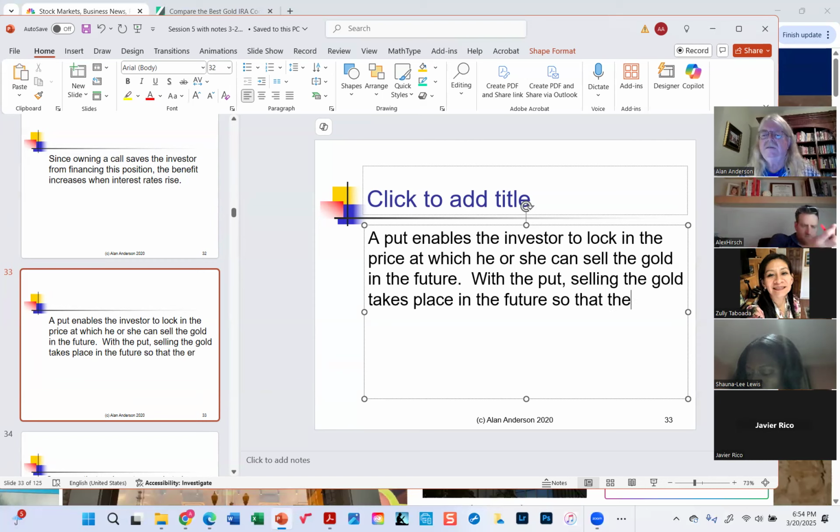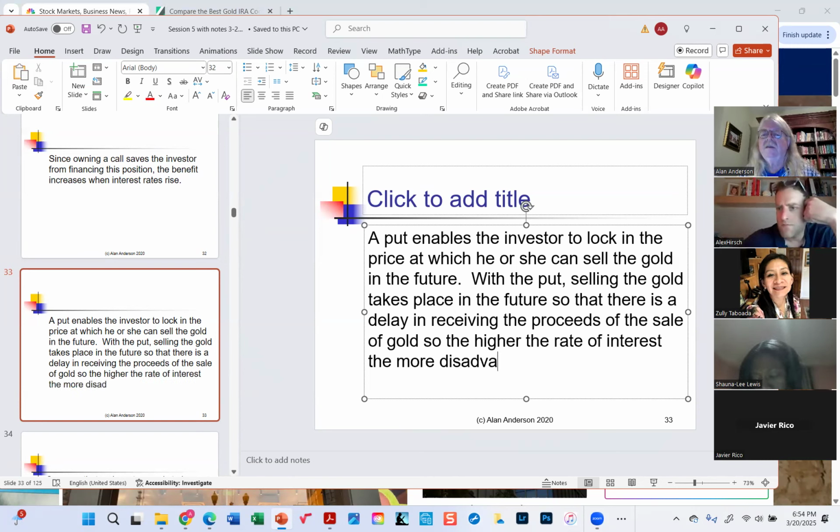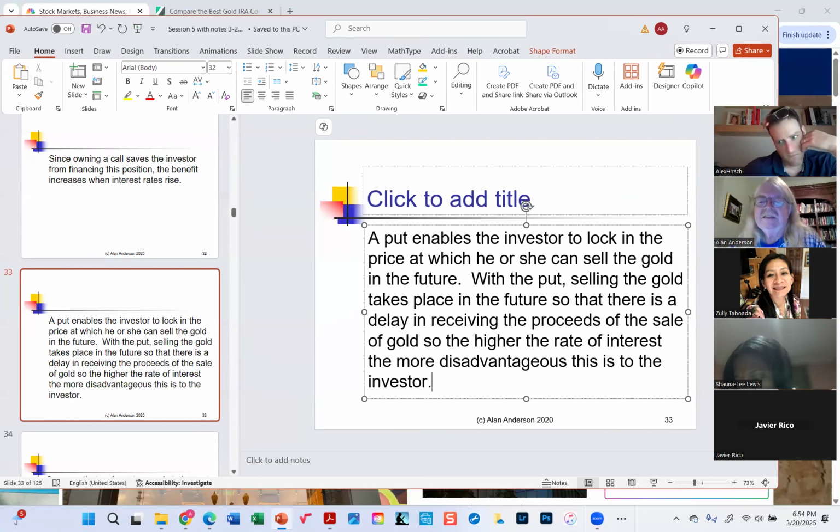so that there's a delay in receiving the proceeds of the sale of gold. So the higher the rate of interest, the more disadvantageous this is to the investor. So yes, go ahead.